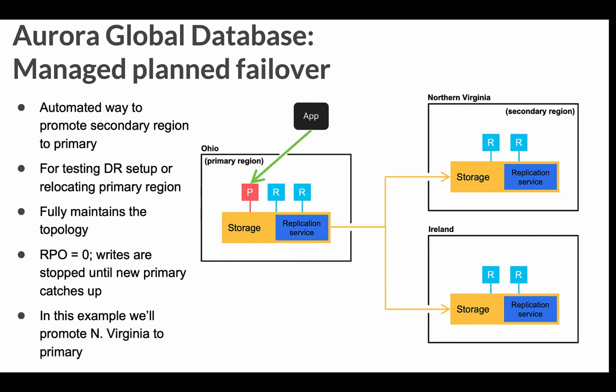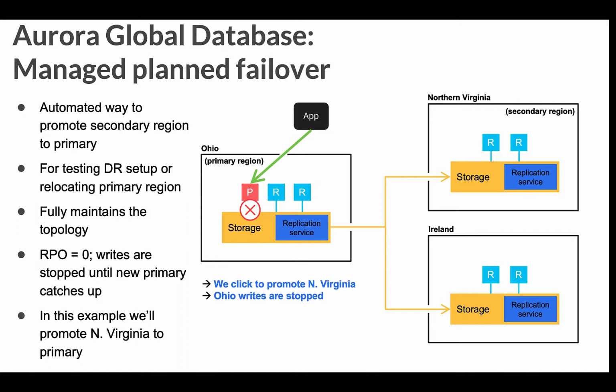I have my setup again with Ohio, Northern Virginia and Ireland, and the application is running against Ohio in this case. Probably the most common reason here is that you want to test out your disaster recovery solution. So basically this is a disaster recovery drill. You're moving your application over to Northern Virginia to verify that your disaster recovery plan works and is fast enough for your business. So we click promote Northern Virginia to be the new primary region.